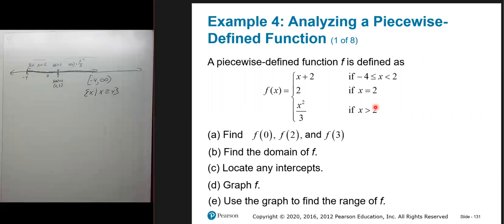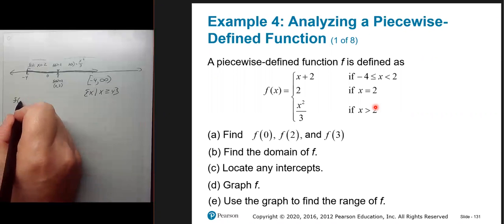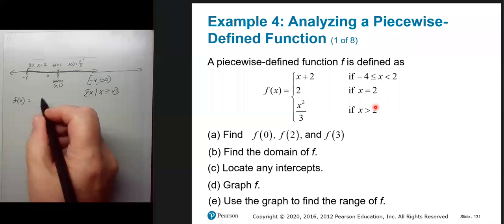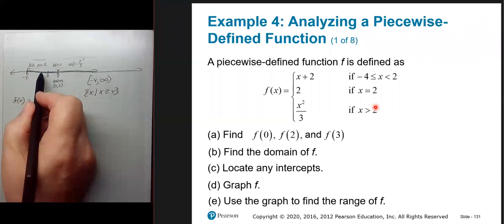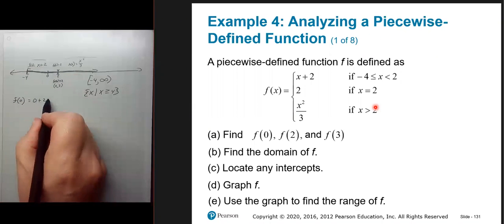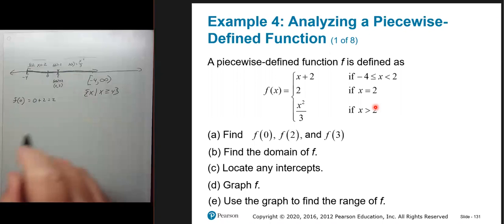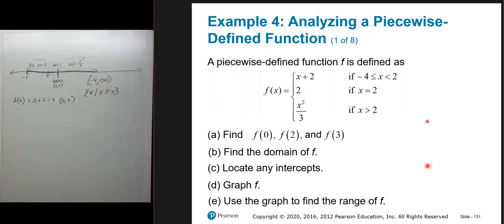Okay, now I go back and I look at letter A. I want to find f of 0. Well, here's 0, and 0 is in this part of the domain. So that means I'm going to do 0 plus 2. So that's the point (0, 2). And again, since they're graphing, that's why I'm writing these ordered pairs, so I can use those in graphing the function.